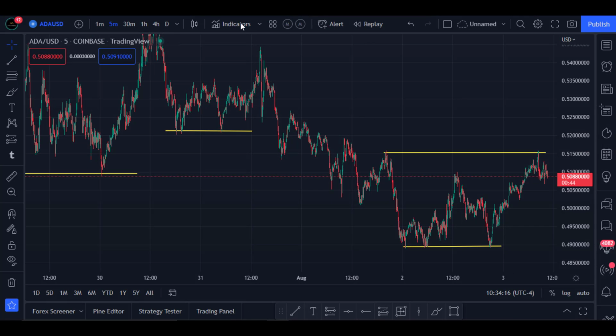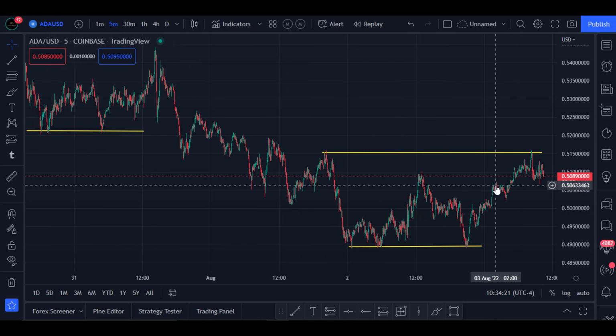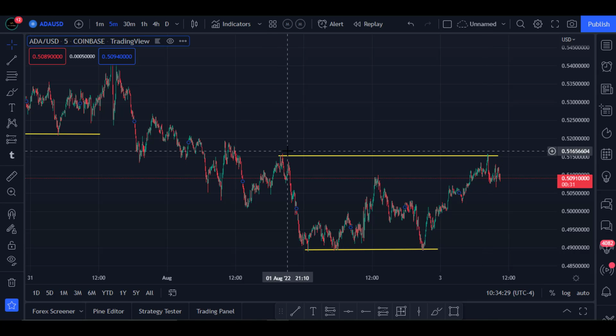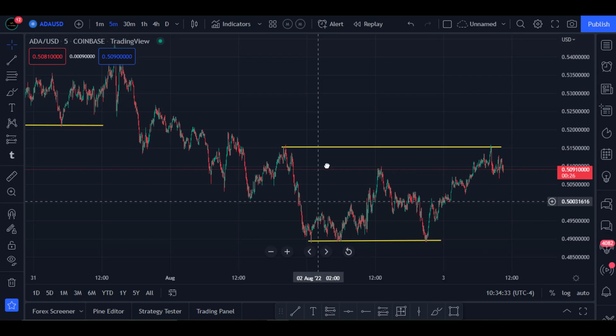So here's another example. This is Cardano, and we can see the current market situation. Look at the current market, it exactly reversed in our area, at our resistance line. And today another one. Yesterday, this is our support line.